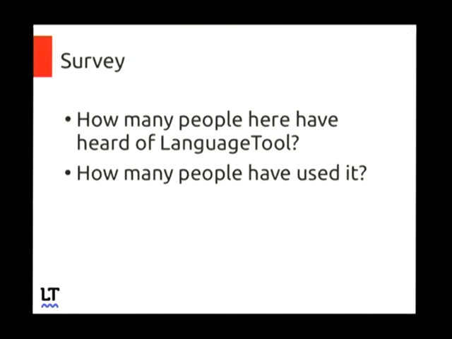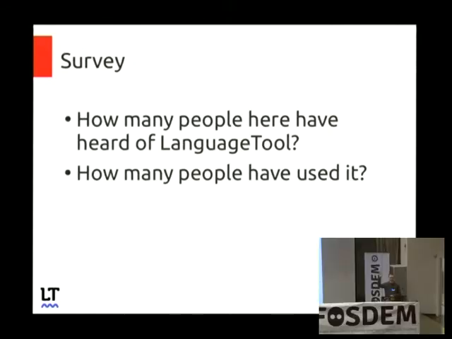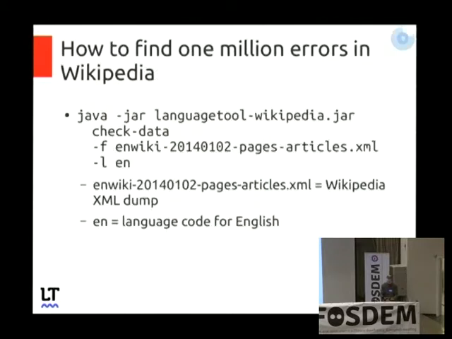First, a small survey. So, how many of you here have heard about LanguageTool? Okay, not so many. How many have actually used it? Not so many. Okay, that's why I'm here. So, how do you find a million errors in Wikipedia?